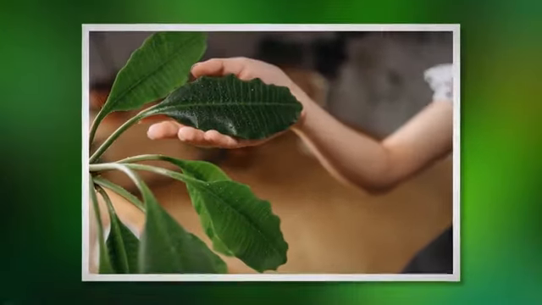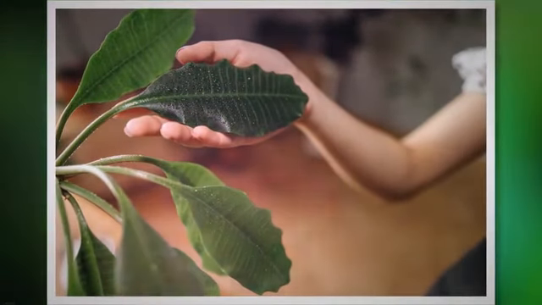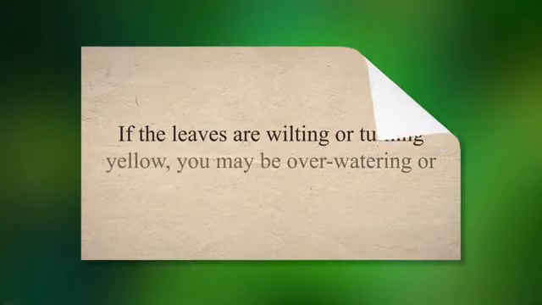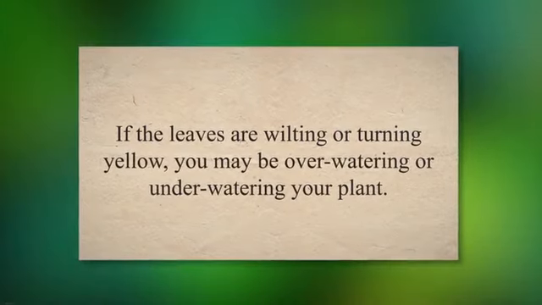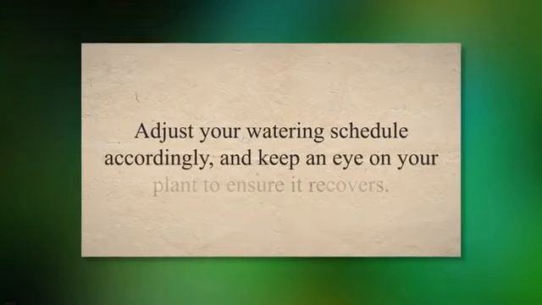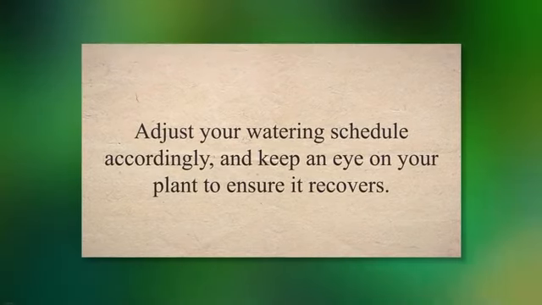Pay close attention to your dragon tree's health, as its appearance can provide clues about its watering needs. If the leaves are wilting or turning yellow, you may be overwatering or underwatering your plant. Adjust your watering schedule accordingly, and keep an eye on your plant to ensure it recovers.